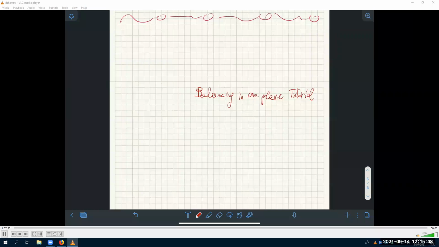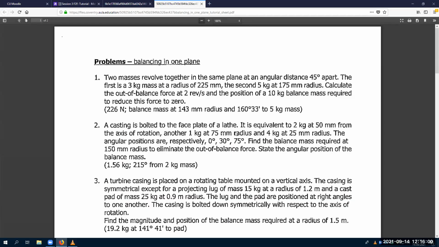As I was saying, we are now doing the balancing in one plane. Which is this one. Two masses revolve together in the same plane at an angular distance of 45 degrees apart. The first is a 3 kilogram mass at a radius of 225 millimeters. The second is a 5 kilogram mass at 175 millimeters radius. Calculate the out of balance force.